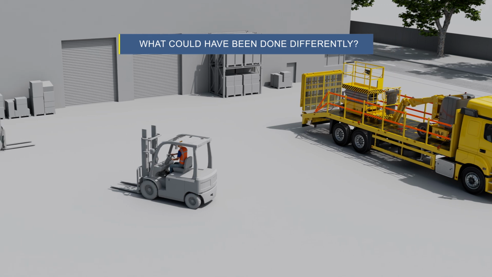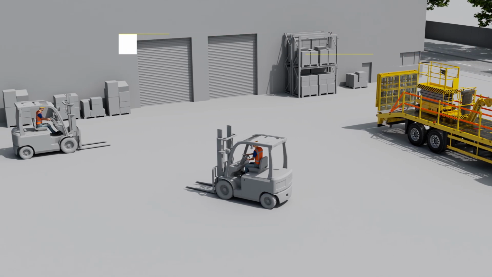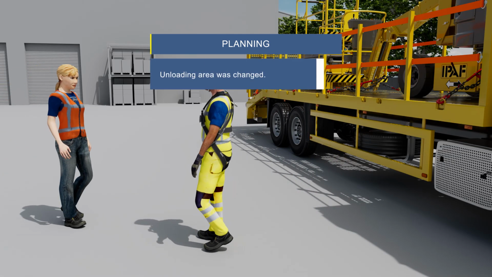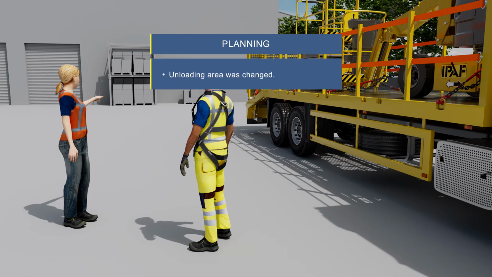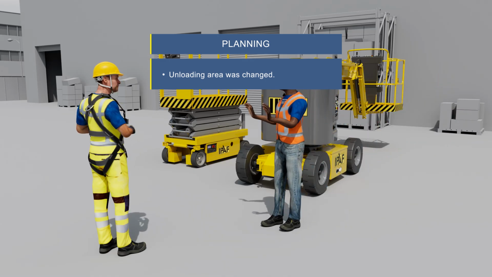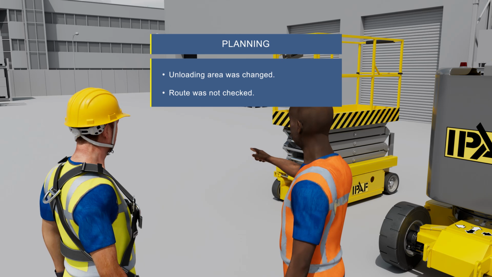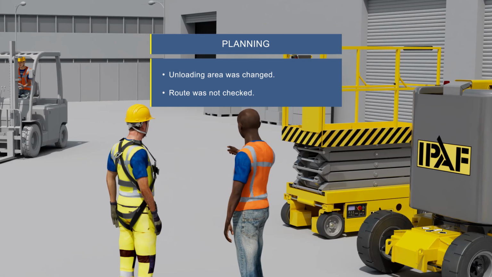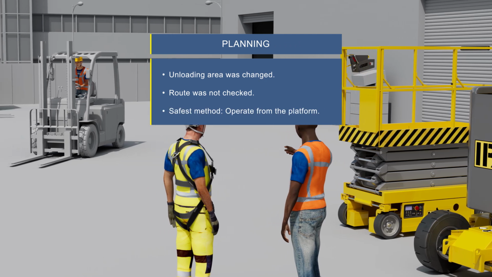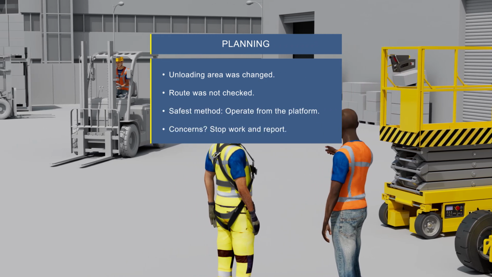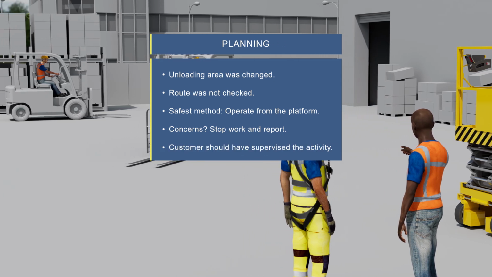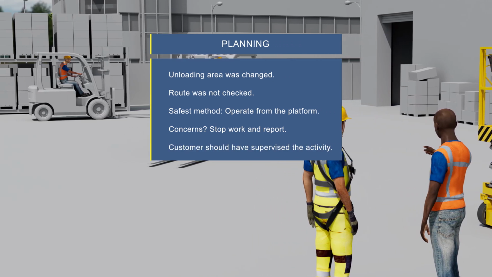Let's look at how this task should have been performed. We can separate this into 2 different categories: planning and operation. There was a pre-arranged area for the delivery and unloading of the mobile elevating work platforms, but the driver was told to move elsewhere. He should have walked the route and established the best way to move the machines, which was to be in the platform. If the driver had concerns for safety, he should have stopped work and reported the situation to his manager. Additionally, the customer should have supervised the activity, as it was their premises and therefore under their control.